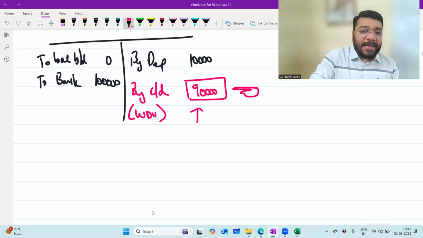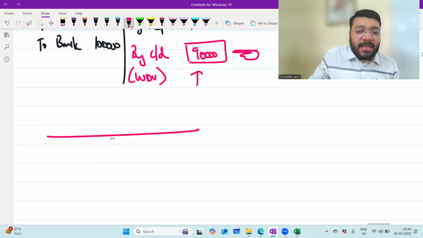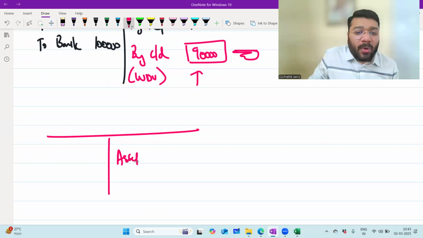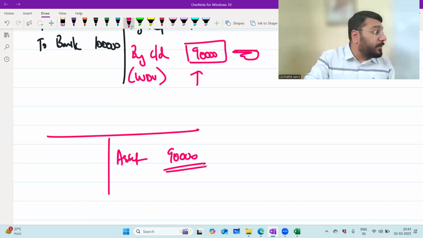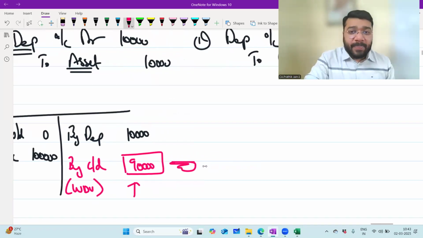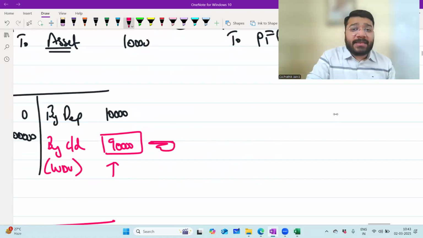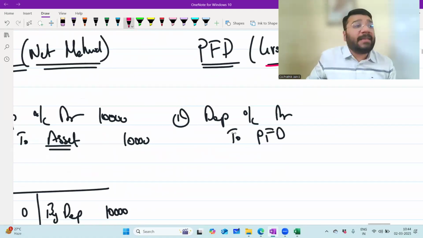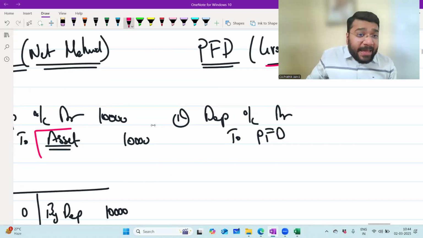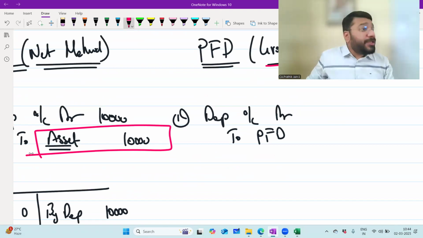So now when I prepare the balance sheet, the asset is reflecting at what value? At the WDV value, 90,000 rupees. This is called the net method. But when I come to the PFD method, which is called the gross method, the depreciation is not recorded in the asset account. Unlike the net method, where the depreciation is recorded in the asset account, here in the PFD method, we will not record the depreciation in the asset account.